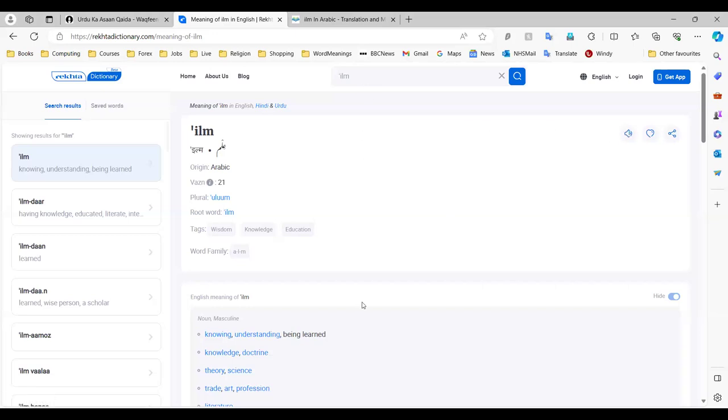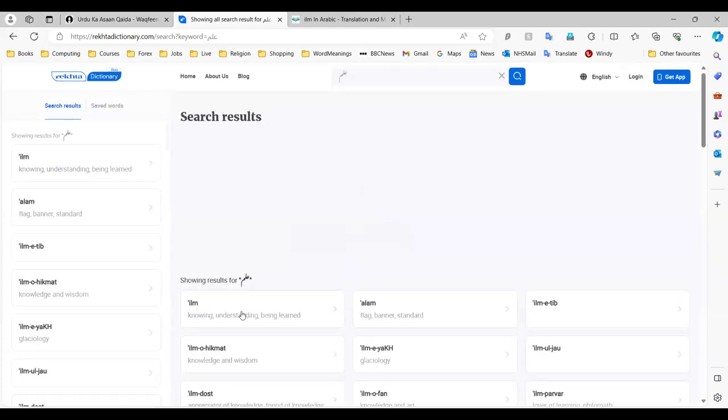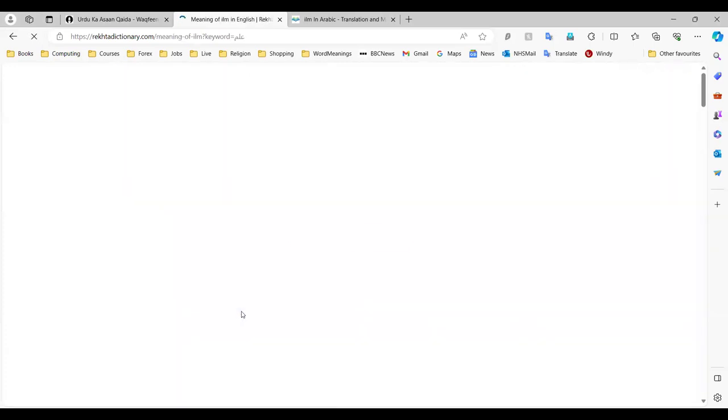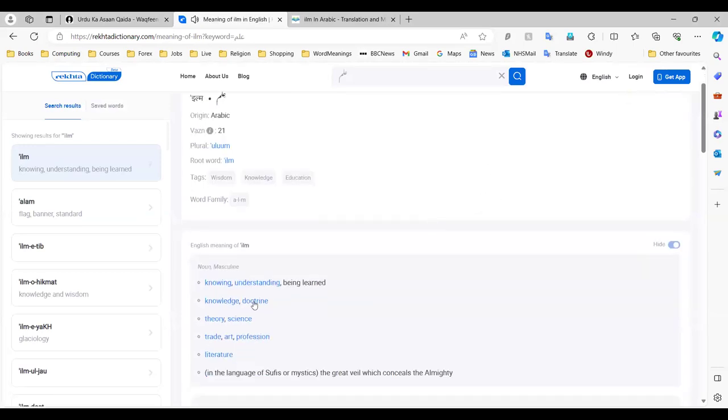So what is your homework? The homework is you copy, paste here, and find the word. It's looking for the word now. It's right here, ilm. I go in the word, click, and listen to how it's said. I repeat it maybe 3, 4, 5 times. Doesn't matter, 100 times, whatever you like.